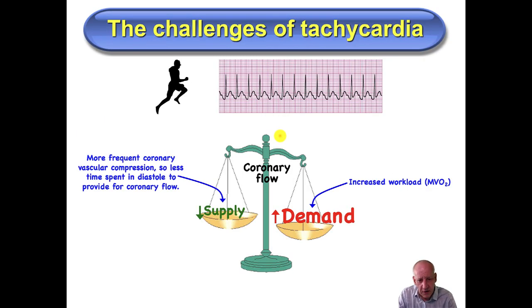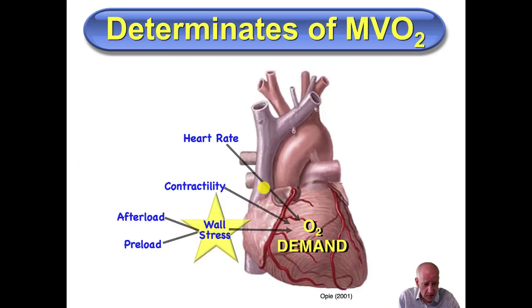This graph reiterates what we just talked about with the challenges of tachycardia. In tachycardia, there is more frequent coronary vascular compression and less time spent in diastole to provide for coronary flow. So there is a decrease in the supply, while at the same time there is an increase in demand due to the increased workload. Here's another summary slide.